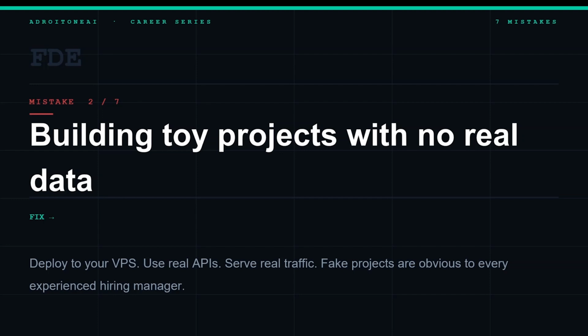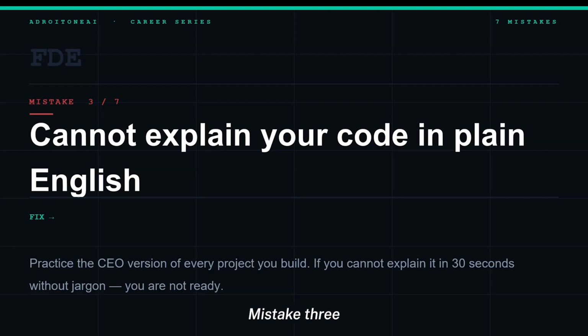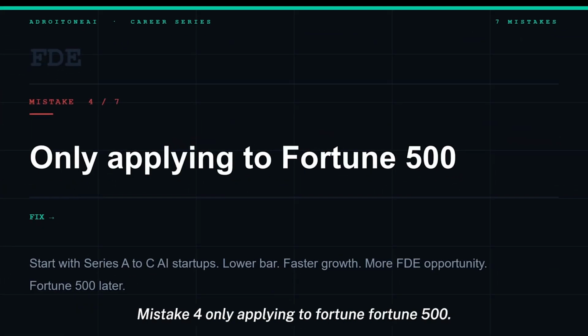So do these things. Mistake 3. Cannot explain your code in plain English. Fix it. Practice the CEO version of every project you build. If you cannot explain it in 30 seconds without jargon, you are not ready. Practice in front of a mirror, or create a video, practice, delete the video, and if it is good, keep it. Otherwise, delete it and keep practicing.